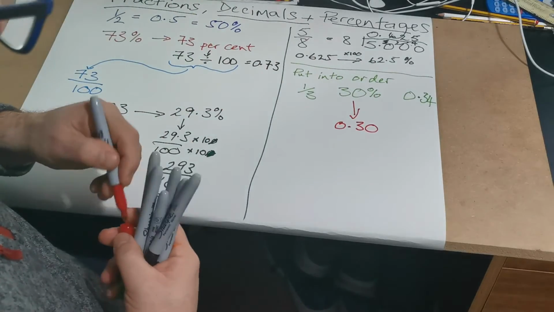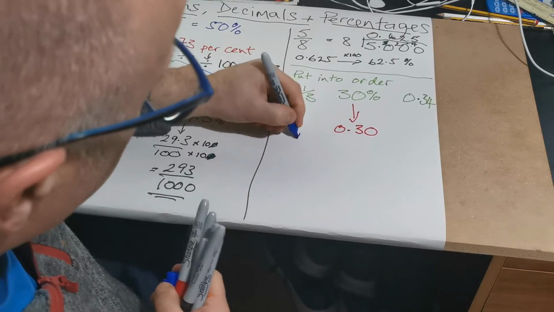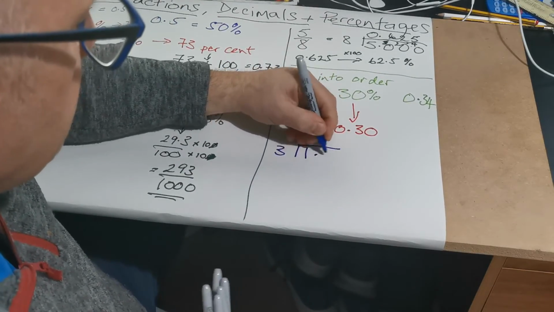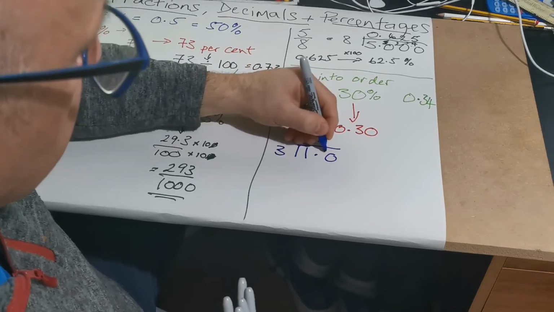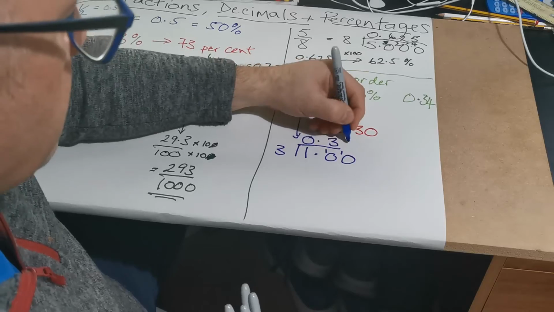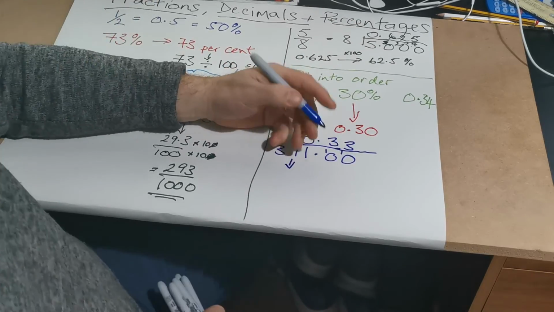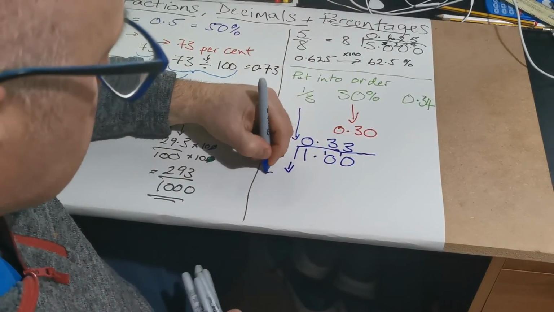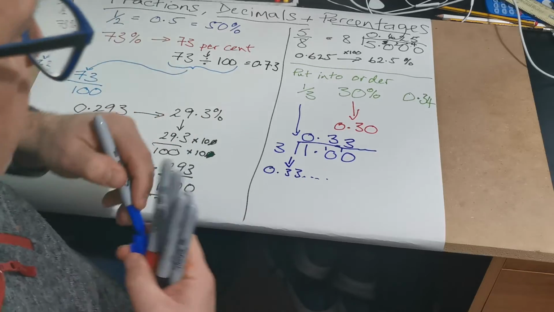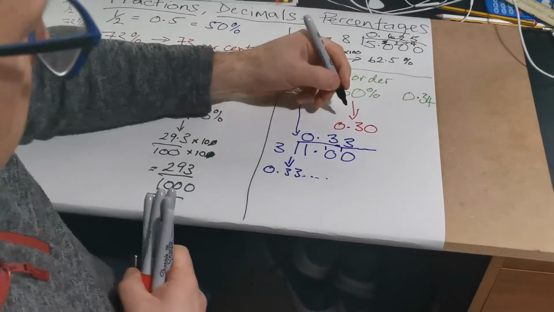0.30. I might say that this one, if I had to do 3's into 1, I'll go 0, remainder 1, 3, remainder 1, 3, and it's a common one to know that that is 0.33, etc. So if I was to think about the smallest of these, that would be this one.